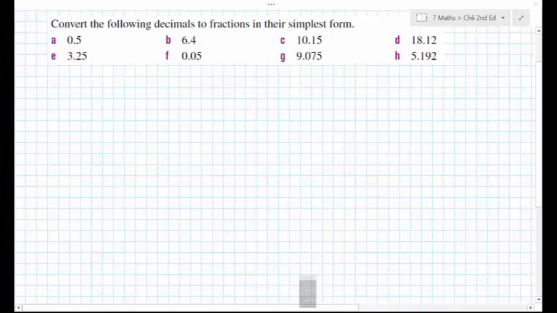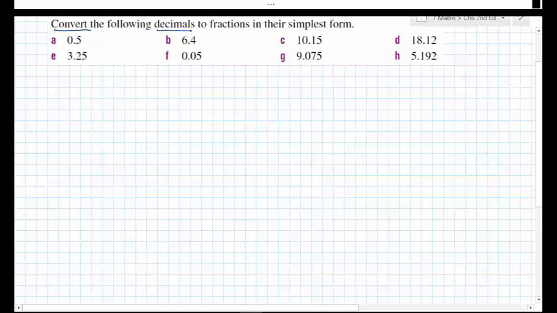Okay, so this question here, let's have a look at converting. Right, so we want to convert the decimals into fractions, okay, and have them in their simplest form. So let's have a look at B. So with B, we have 6.4.